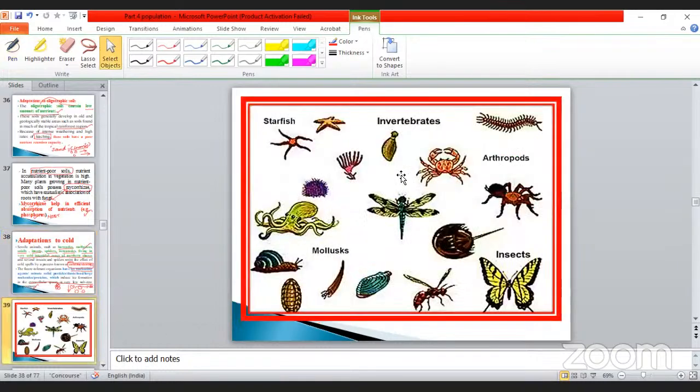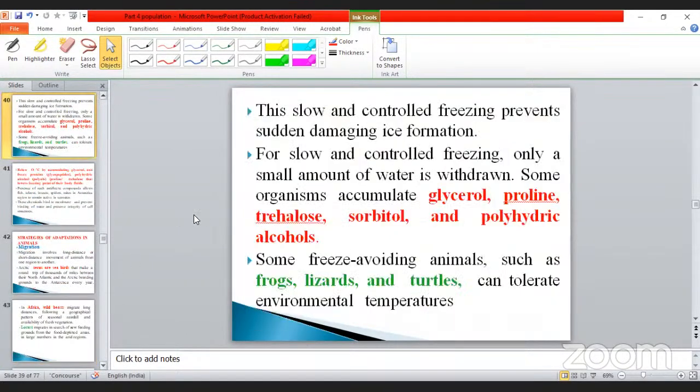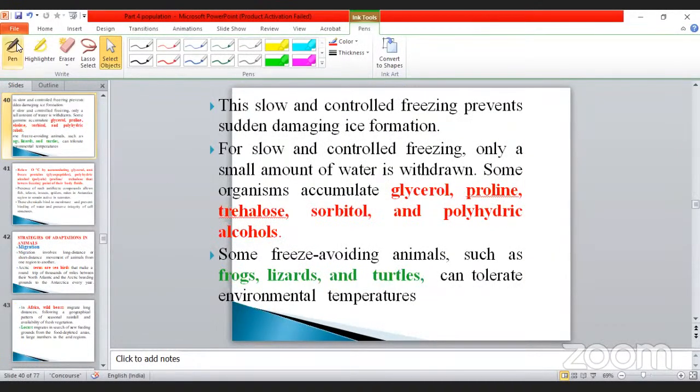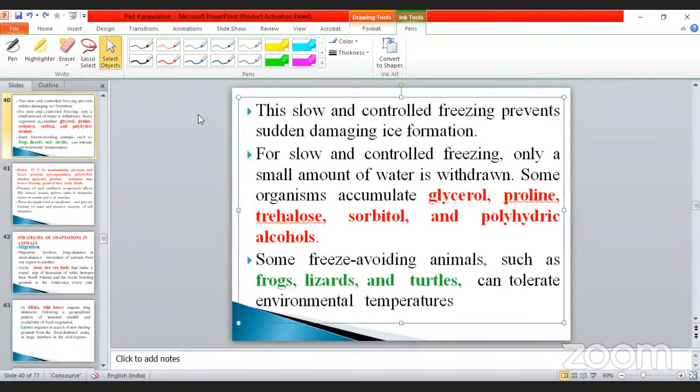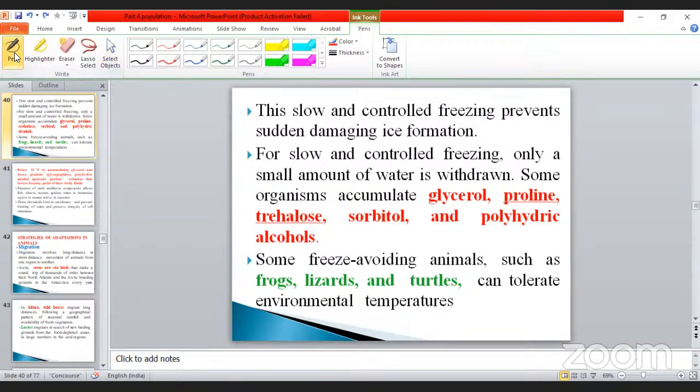See an example. There are so many examples given: molluscs, insects, starfish, and also invertebrates, arthropoda. These are the examples given for adaptation to cold. Okay, my dear, go to the next one. This slow and controlled freezing prevents sudden damaging ice formation. The body suddenly prevents ice formation, so it takes some more time. For slow and controlled freezing, only a small amount of water is withdrawn.